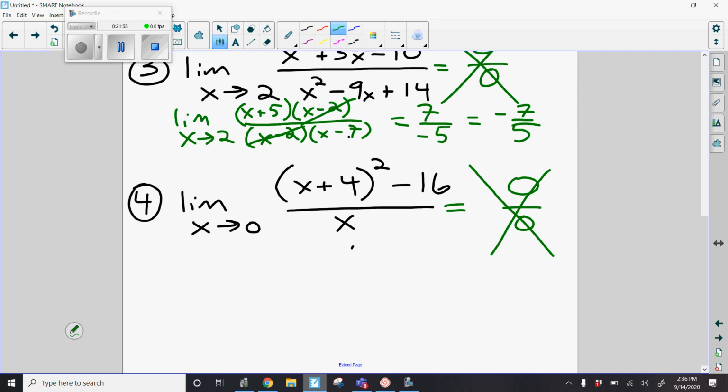Now, we can't factor this one because it's already kind of in factored form. But another trick we can do is expansion. So we can expand this numerator, and hopefully we can get an x to cancel out an x that's on the bottom. So when I expand (x plus 4) squared, when I write this, I need to write my limit notation again. It gets kind of annoying, but it's what we have to do. (X plus 4) squared literally means (x plus 4) times (x plus 4).